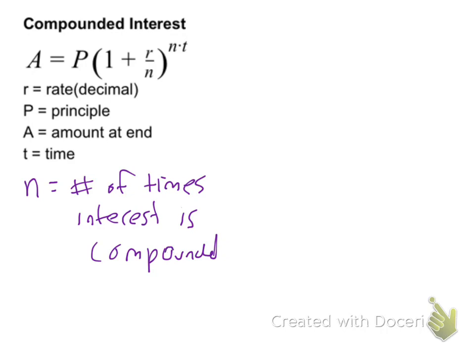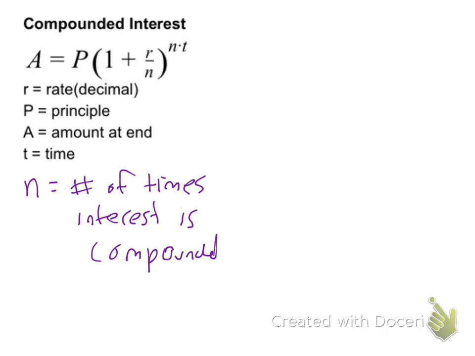The number of times your interest is compounded. So A equals P times the quantity 1 plus R over N, and that to the N times T power. A lot of this is pretty interesting. You guys probably can understand what those mean. But N is the number of times interest is compounded.